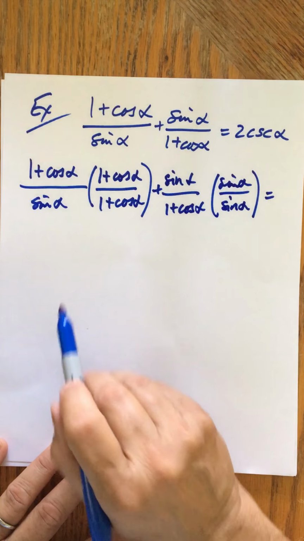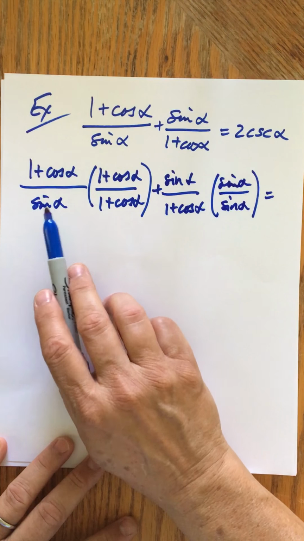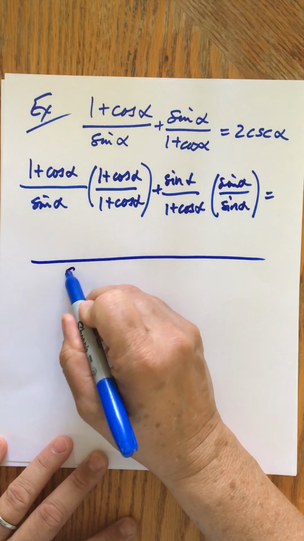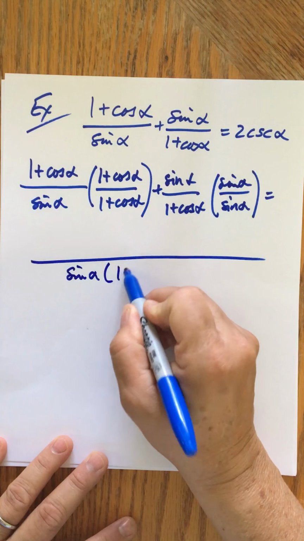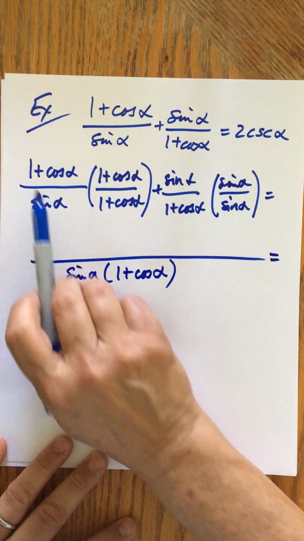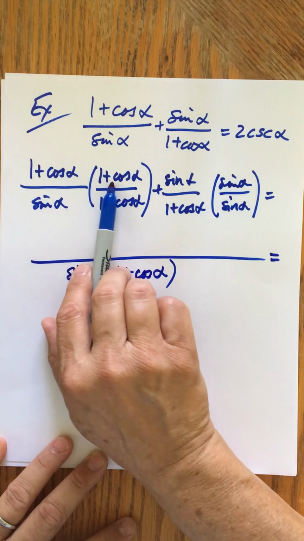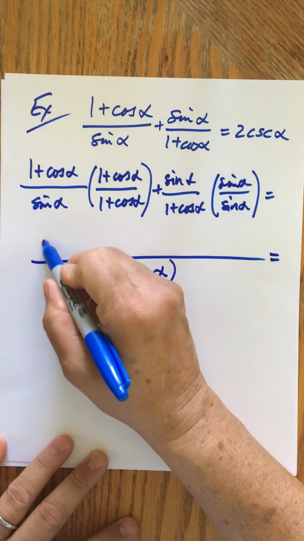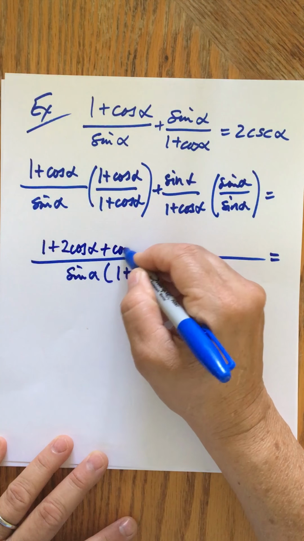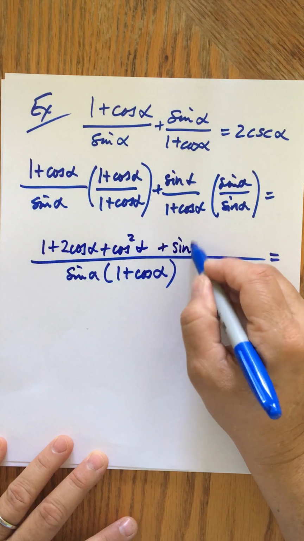All right, so now essentially this fraction and this fraction will both have the same denominator, which will be sine alpha times 1 plus cosine alpha. Okay, and then we'll have that equal here. But over here, I'm going to have basically 1 plus cosine alpha, the whole quantity squared, which is going to give me 1 plus 2 cosine alpha plus cosine squared alpha. And then over here, I'll have plus sine squared alpha.